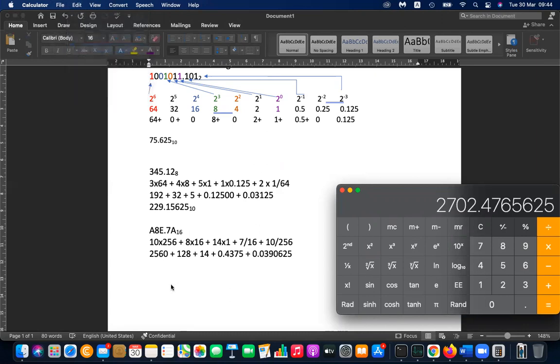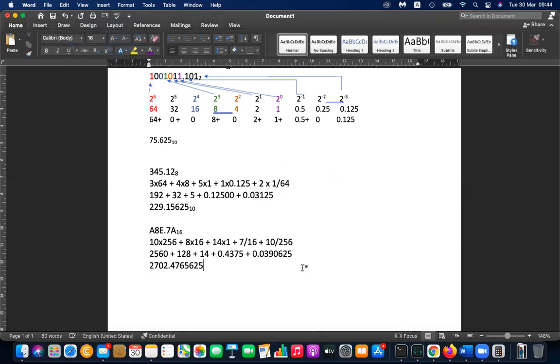So you should get the same value. Even if you write it in binary, you should get the same value. So let's do it in the binary method, but that is not what I suggested. But since you have done that, I'll check: A means 1010, 8 means 1000, E means 1110, 7 means 0111, and A means 1010. This is in binary.